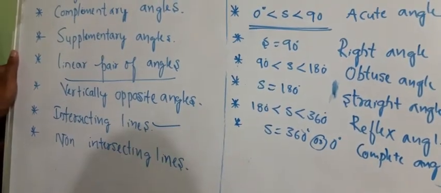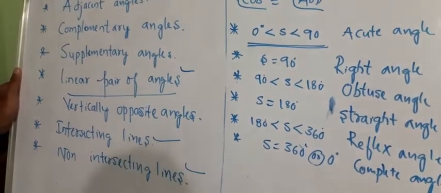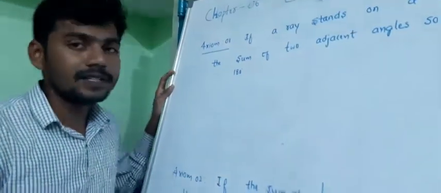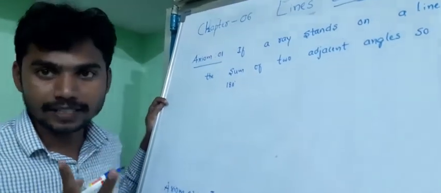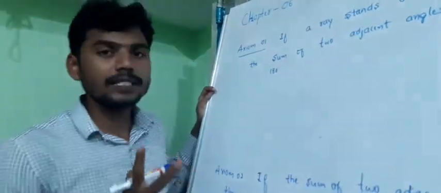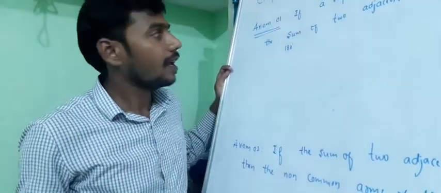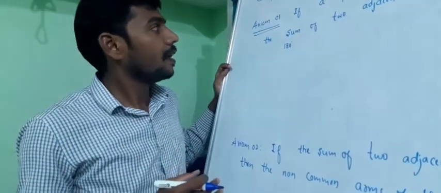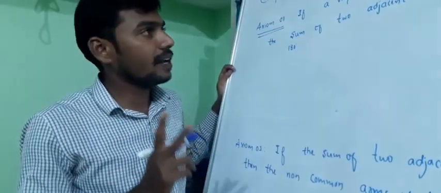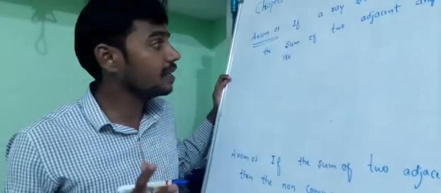we discussed what are intersecting lines and non-intersecting lines. Now, based on the previous explanation, we'll understand two axioms. The first axiom means a self-explanatory statement which is accepted everywhere. We need not prove it. The first axiom is, if a ray stands on a line, then the sum of two adjacent angles so formed is 180 degrees.